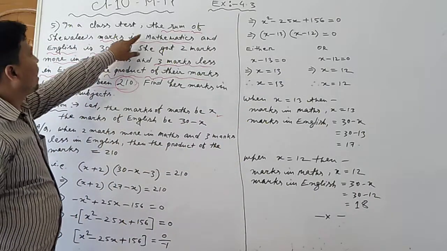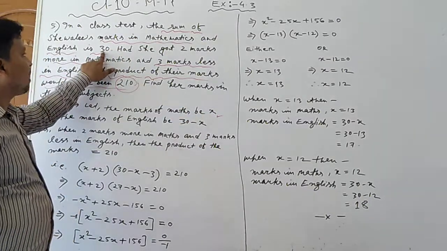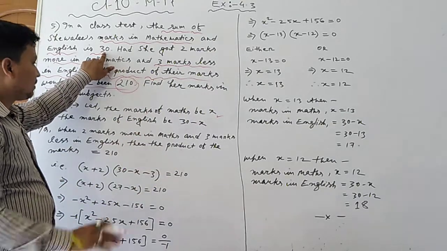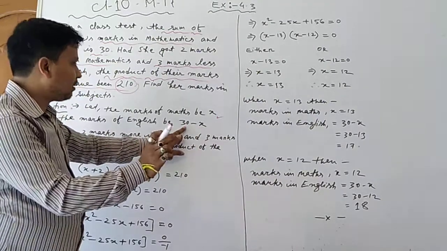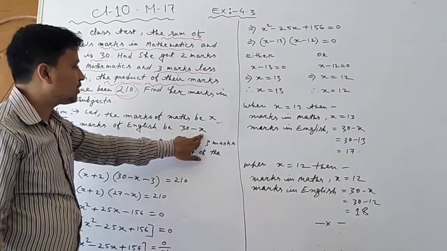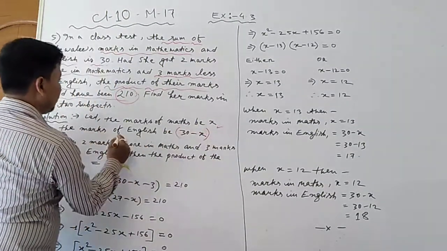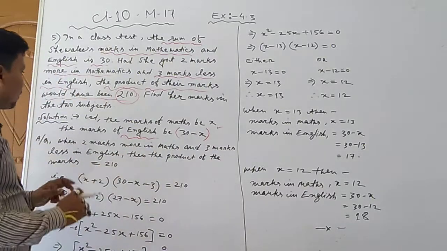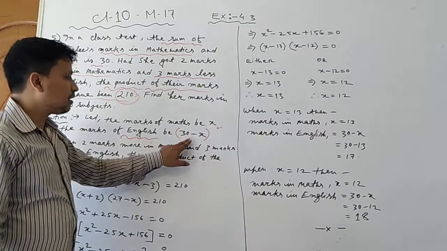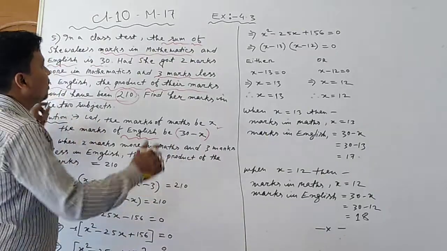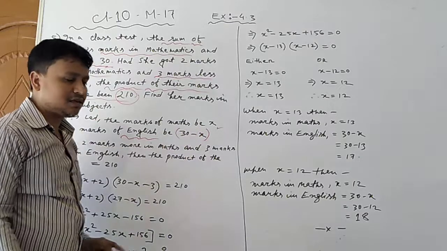There is written the sum of the marks is 30. If the mathematics marks is x and the sum of the marks in both subjects is 30, then how much is left? 30 minus x. 30 is the total sum. From the total sum you subtract the marks of mathematics, then you will get the marks for the English subject. So at present we are assuming the marks of mathematics be x and the marks of English be 30 minus x. How 30 minus x? Because there is written the sum of marks of both subjects is 30, that's why 30 minus x.